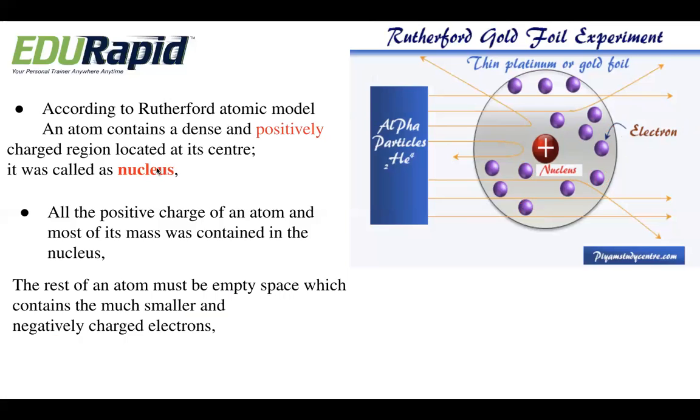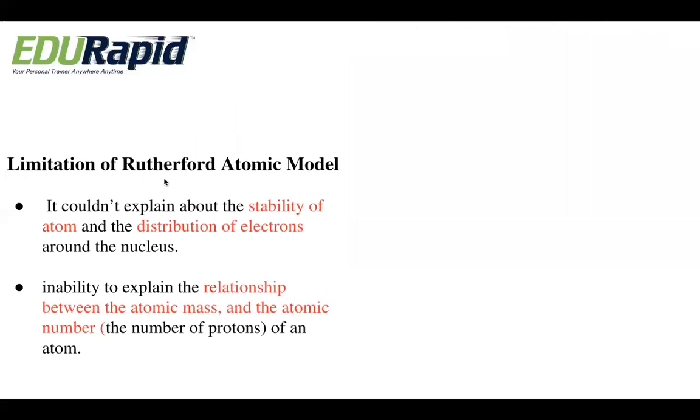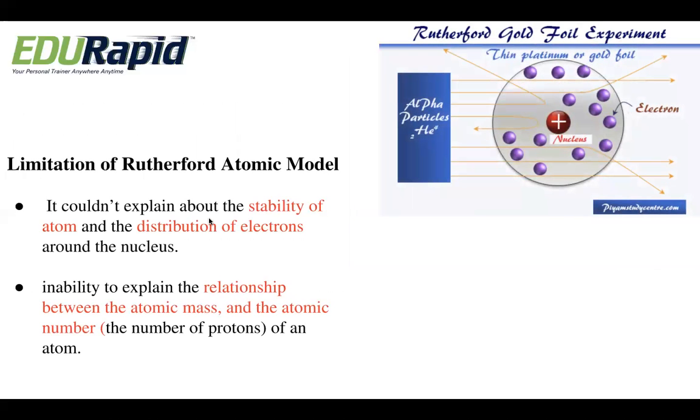Now, the Rutherford model also had some limitations. So what are those? Limitations of the Rutherford atomic model. Firstly, it couldn't explain the stability of the atom and the distribution of electrons around the nucleus. Yes, Rutherford explained that electrons are distributed in the empty space of an atom, but he did not tell how they are distributed, whether they are scattered or present in the form of a circle. So that was one drawback. And also he couldn't explain the stability of an atom.